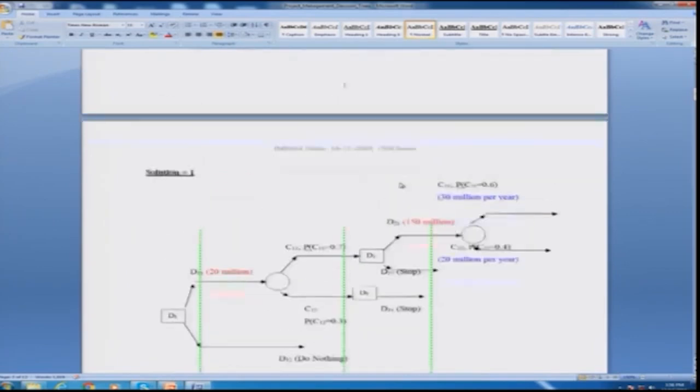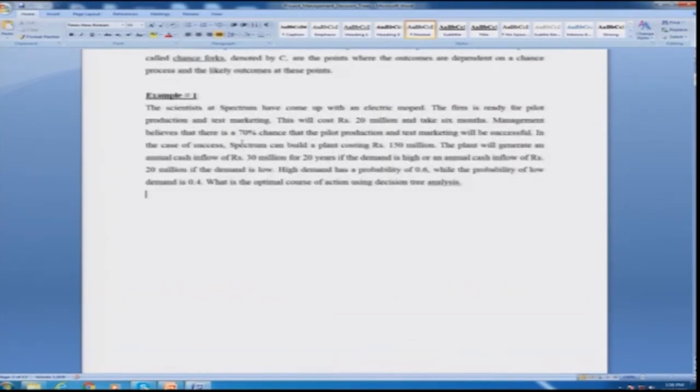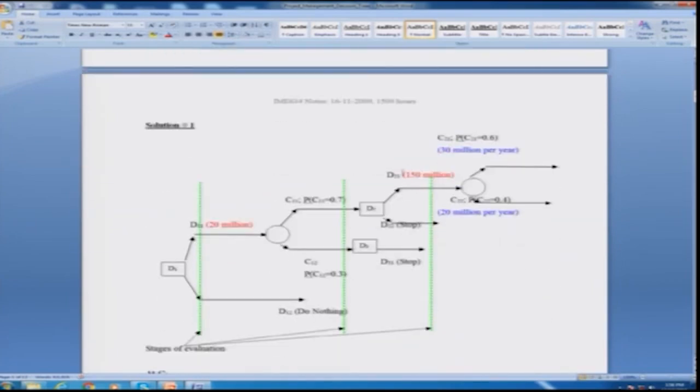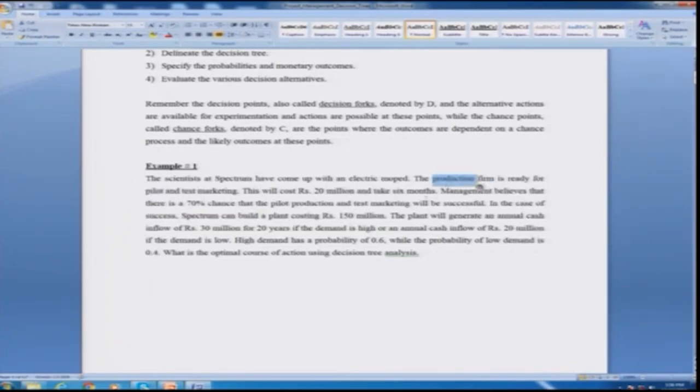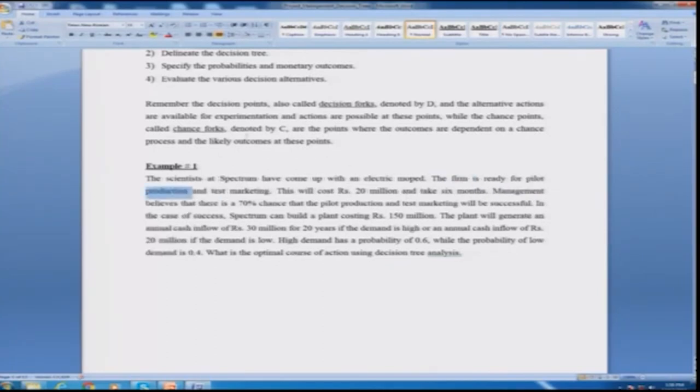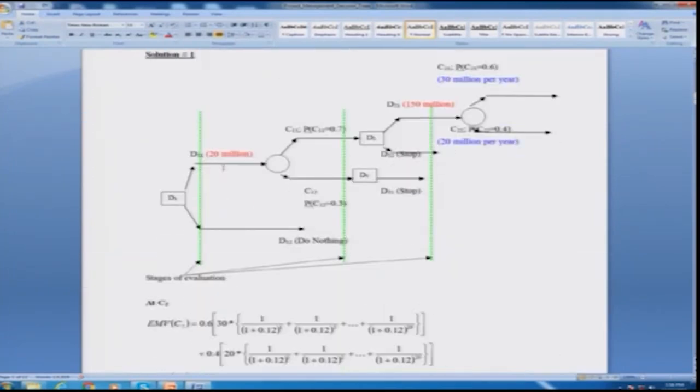So, if you read the problem, let me go back to the problem again. Spectrum can build a plant considering 150. So, this 150 is the actual investment. And this 200 means it will cost that much to take the test for the pilot production to happen. So, this is basically the concept, the firm is ready to invest. So, this is the 20 million. This time frame is 6 months. Now, once it is done, either you go or no go and make a decision accordingly.